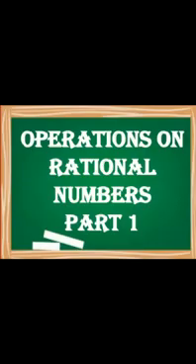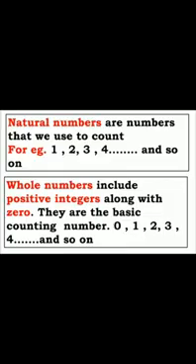Let's learn and discuss lesson number 5, operations on rational numbers. Now, children, what are natural numbers? Natural numbers are numbers that we use to count. For example, 1, 2, 3, 4, and it goes on. And what are whole numbers? Whole numbers include positive integers along with 0. They are the basic counting numbers. For example, 0, 1, 2, 3, 4, and so on.